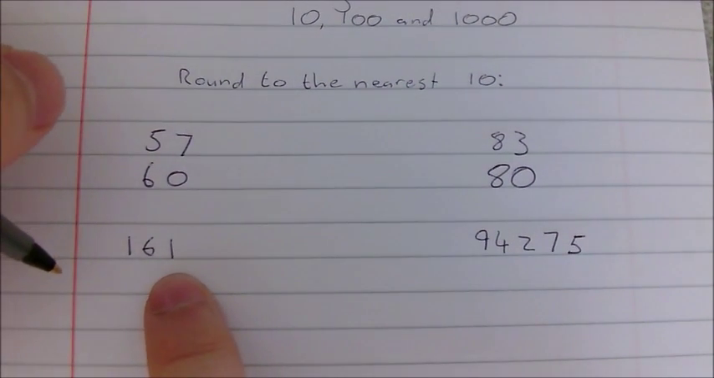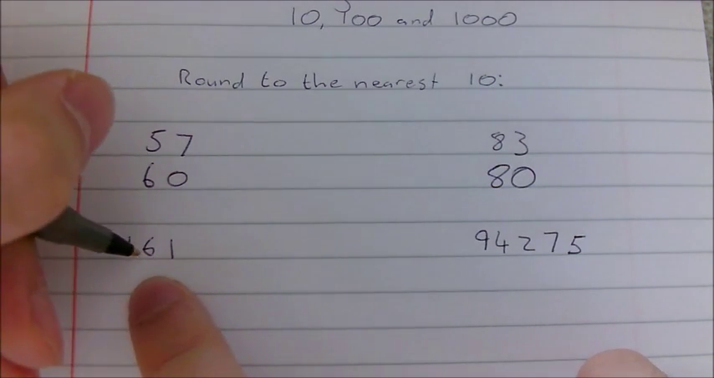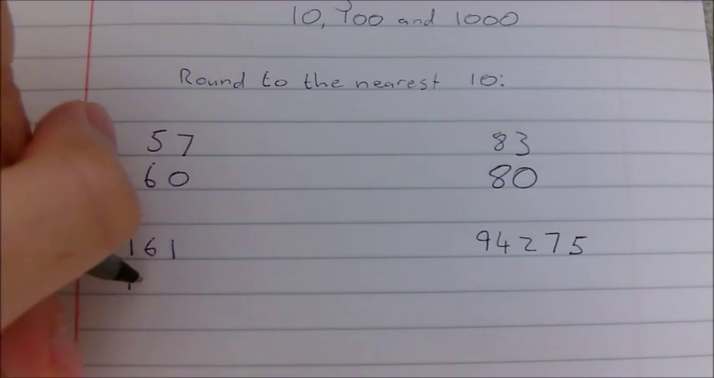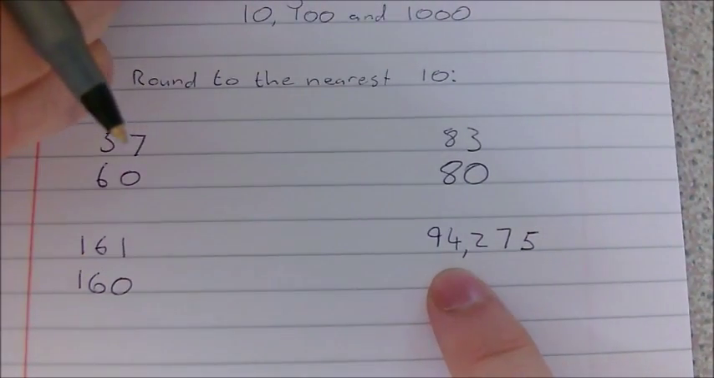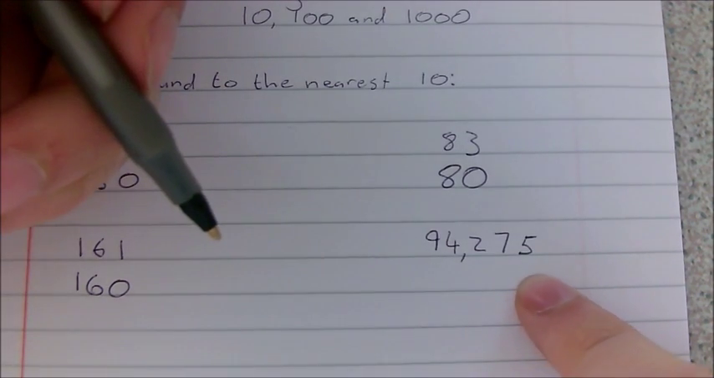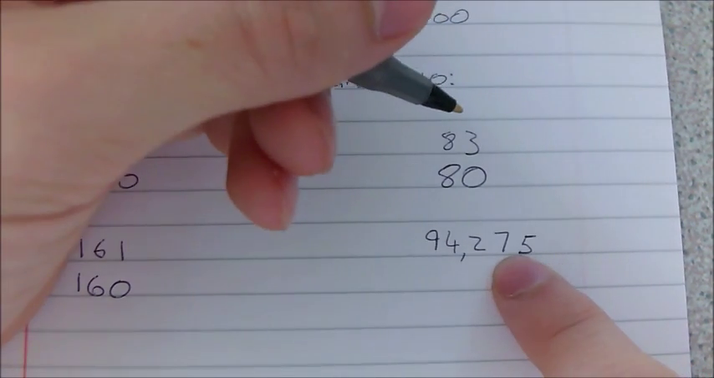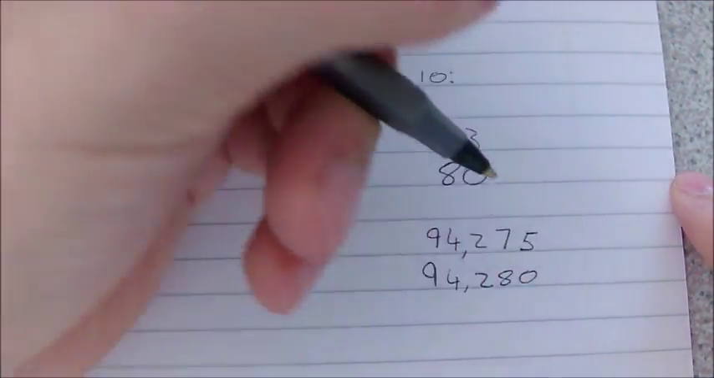In this one we've got 161, so the unit is 1, so we're going to round the 10s down to 160. And in the last one, it's 94,275. The unit here is 5, so we're going to round the 10s up to 80. So it's going to be 94,280.